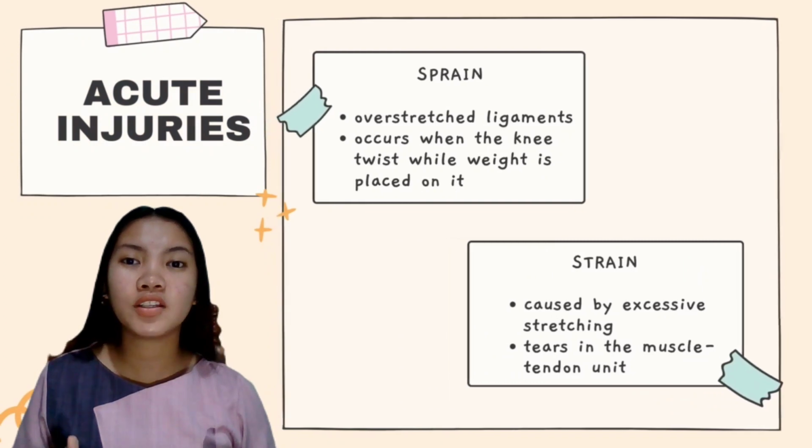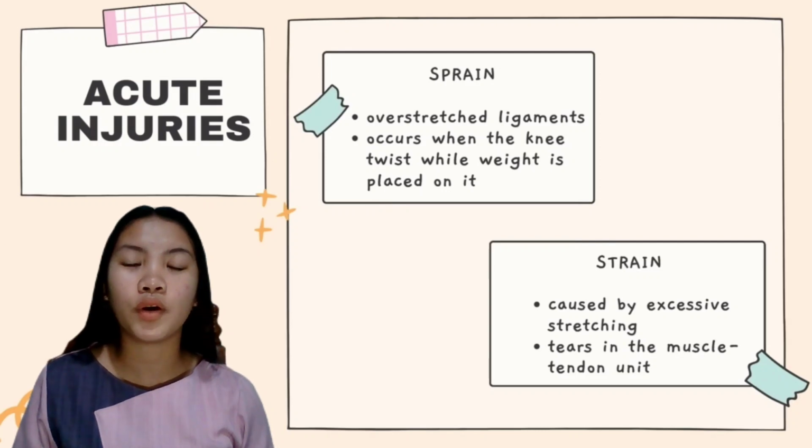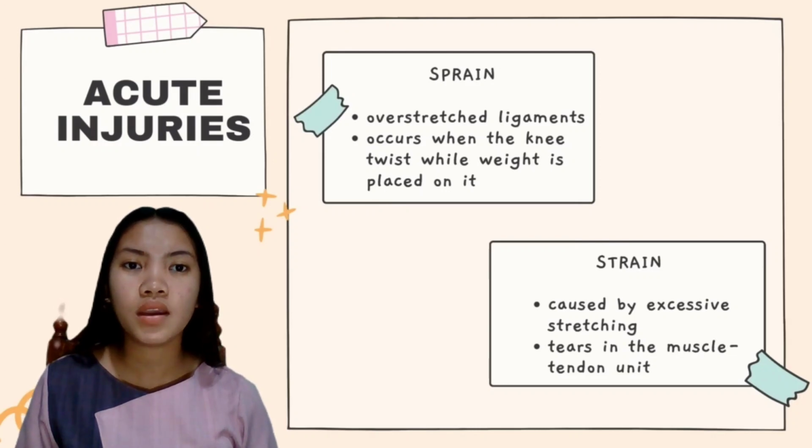First, we have the sprain. It is an overstretched ligament, so it can be classified as mild, moderate, or severe depending on the loss of function and the number of torn fibers. A commonly sprained ligament is the anterior cruciate ligament or ACL. The ligament is a connective tissue that helps stabilize the knee every time the muscle contracts. The injury occurs when the knee or ankle twists while weight is placed on it.